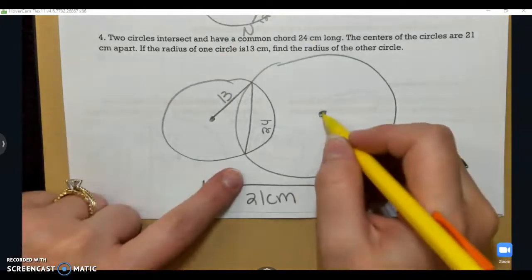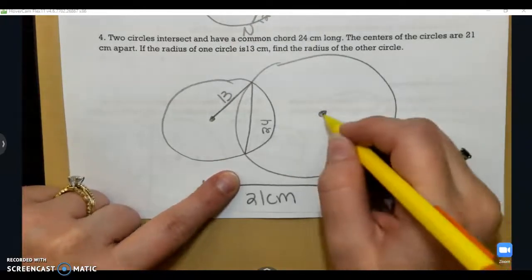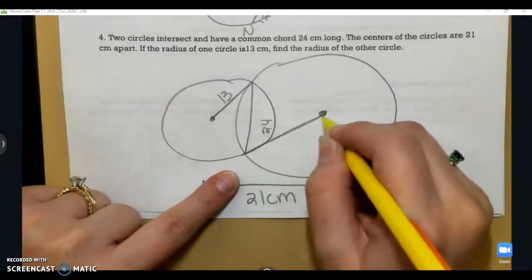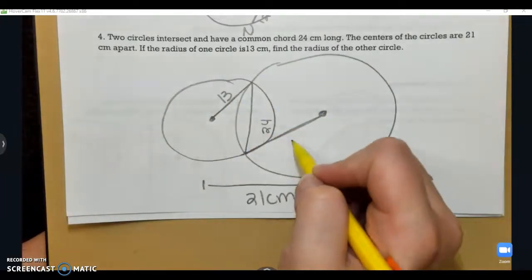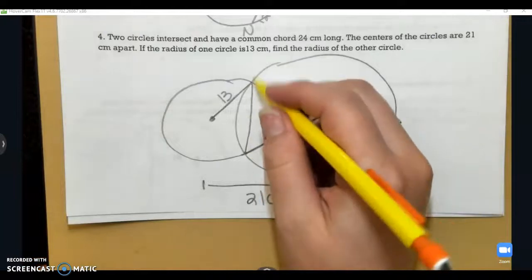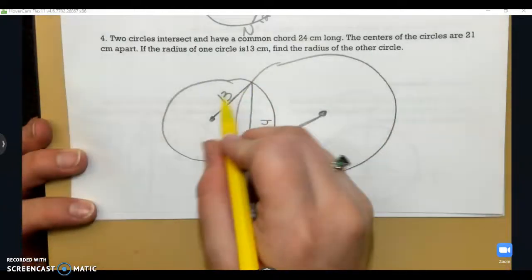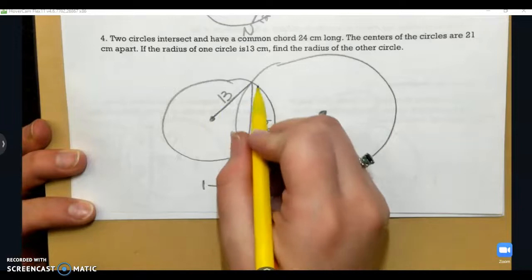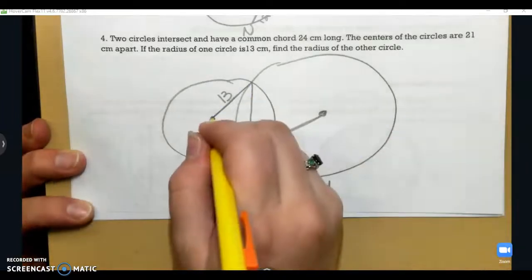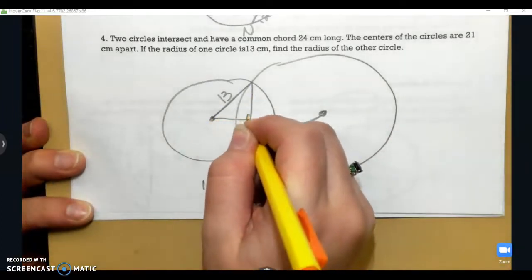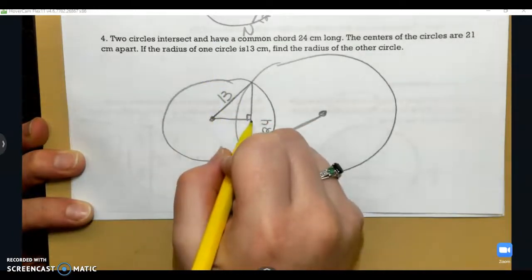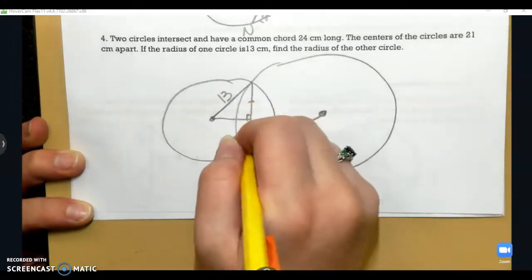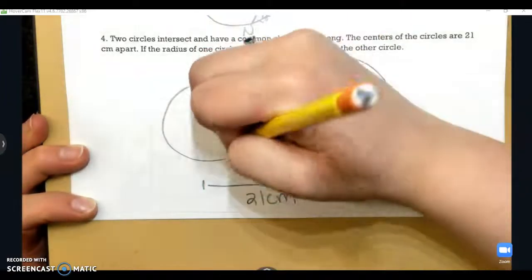Now, what I'm wanting to find is the radius of my second circle. Okay, so from the center to the chord, that intersection point of the chord and the circle. So this is what I know, this is what I want to know. And I'm given this information and this information. So let's look at what we can find with the radius being 13 and the length of the chord being 24. If I draw in that perpendicular distance between my first circle's center and the chord that they share, it's going to bisect that chord and make each of these 12.